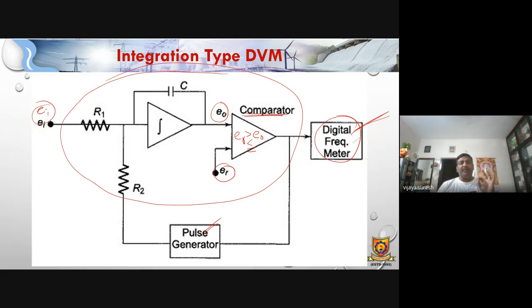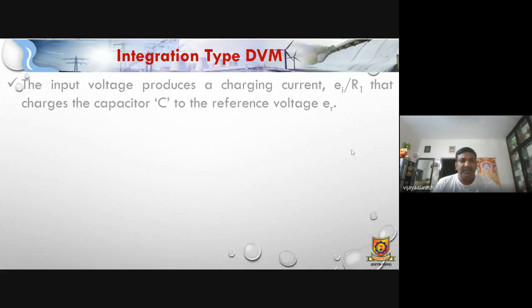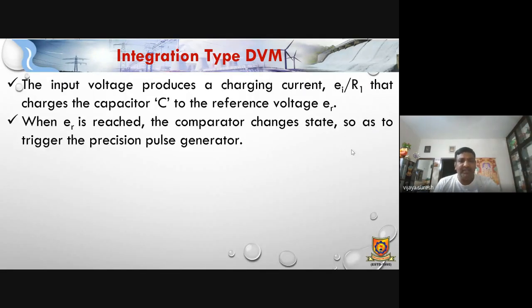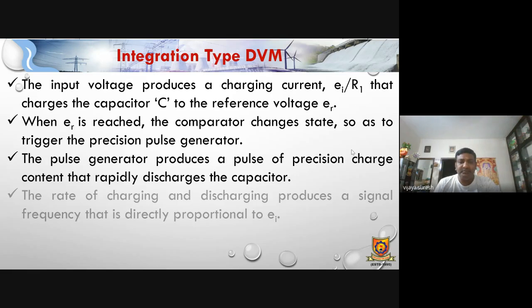So the integrating type digital voltmeter is similar to the dual slope integrating type. There EI and ER are compared at the driver circuit, and here we are using a comparator. That is the only difference, and the remaining things are the same. What we have explained is given in terms of these wordings.